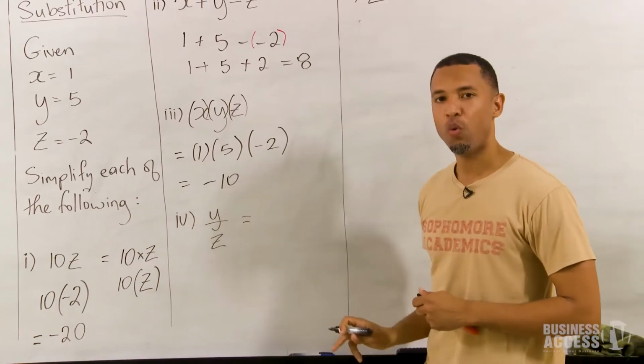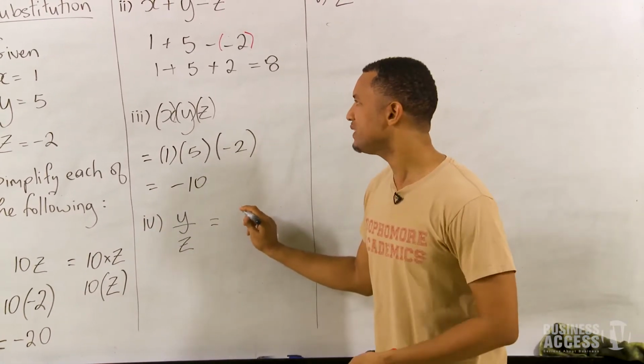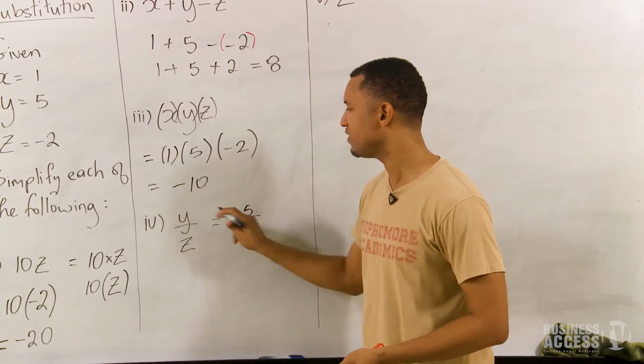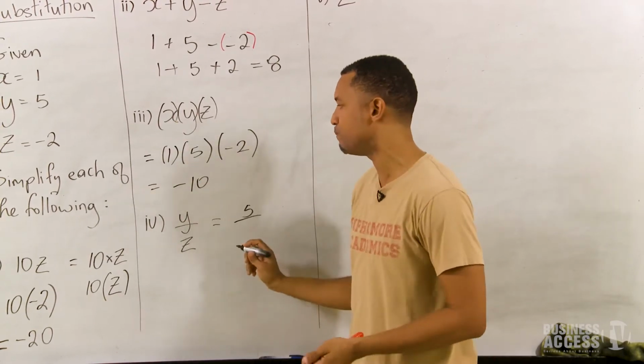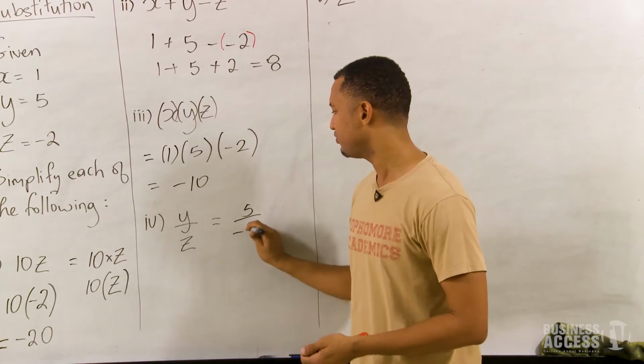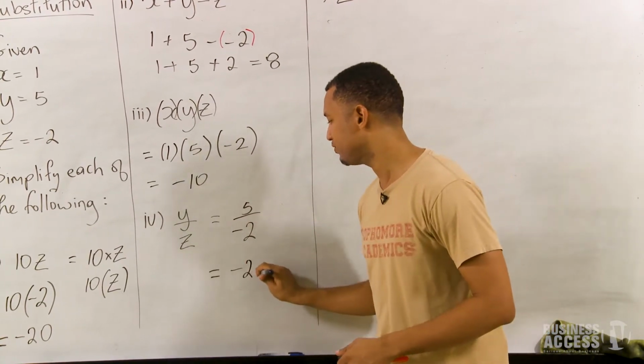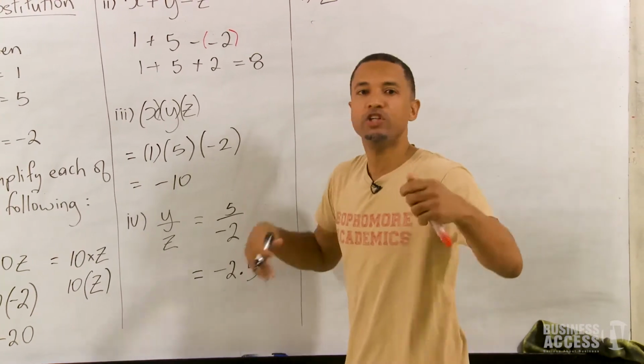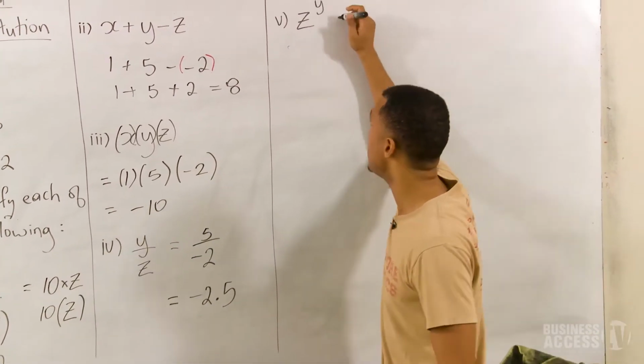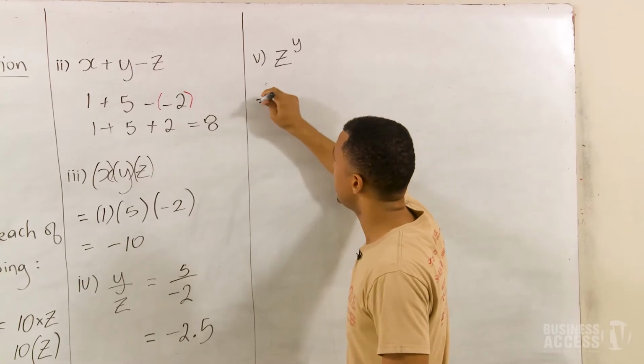Next, y divided by z. Wherever we see the letters, we just replace them with the numbers they told us. y is 5 and z is -2, and you put it in your calculator. This gives you -2.5. We're just repeating the process. This is easy. We should never get a question like this wrong.